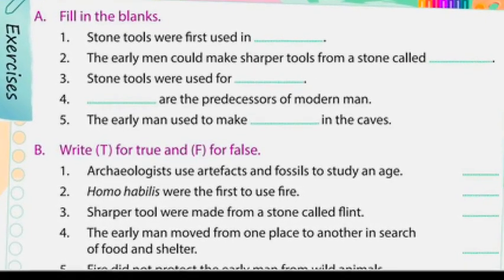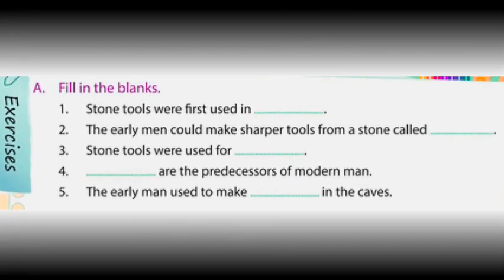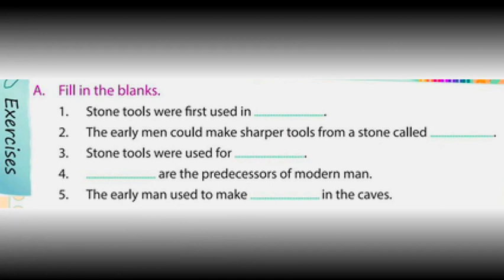Okay? So let's start. First one is fill in the blanks. First one is, stone tools were first used in Paleolithic age. Answer is here Paleolithic age. Second, the early men could make sharper tools from a stone called flint. Flint will be the answer here. Next, stone tools were used for hunting. Okay, hunting is the answer here. As you see, whatever answers I am giving you, the answers are written in black in fill in the blanks.